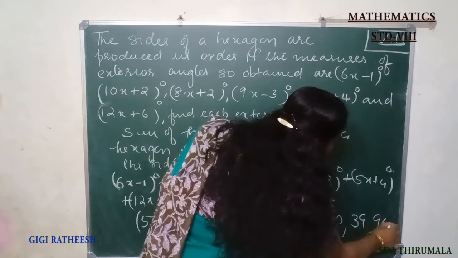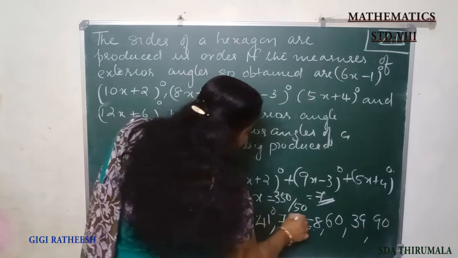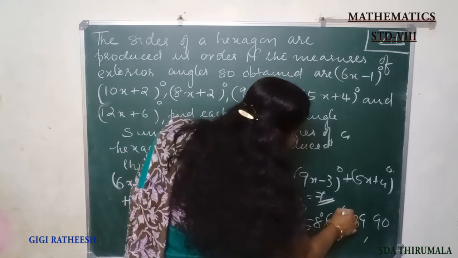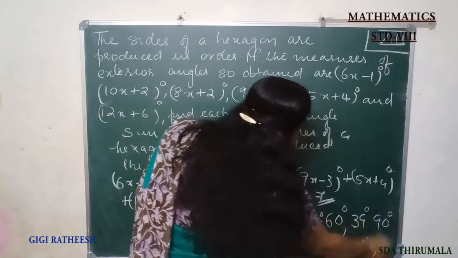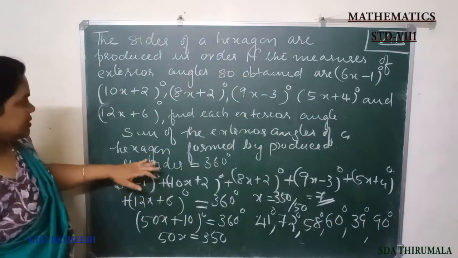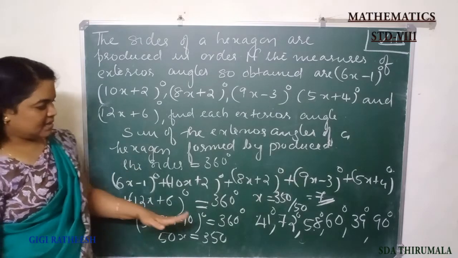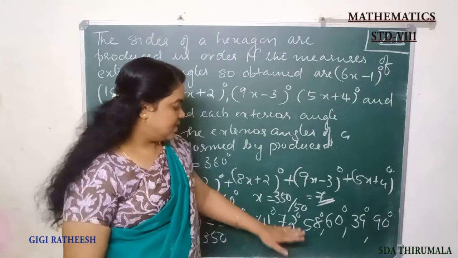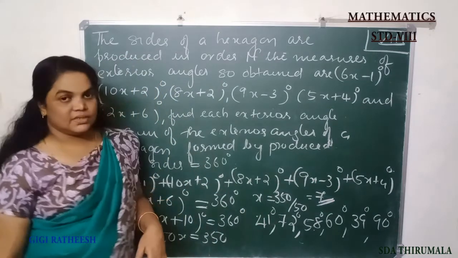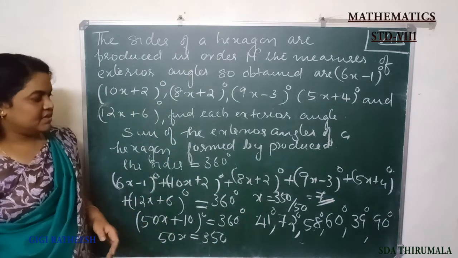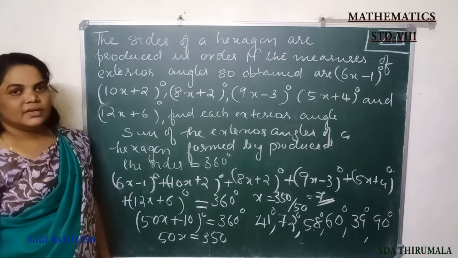These are the values: 41 degrees, 72 degrees, 58 degrees, 60 degrees, 39 degrees, and 90 degrees. These are the exterior angles of a hexagon that's produced. That is the value of the exterior angles of a hexagon.